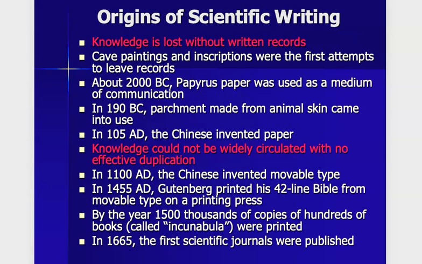The originality of scientific papers depends on different things, and first of all we will understand how the scientific process of writing evolved. Knowledge is lost without written record. If we have a lot of knowledge but we don't write it down, then we won't be able to recall it or use it for further dissemination.